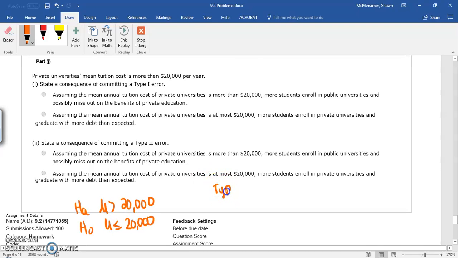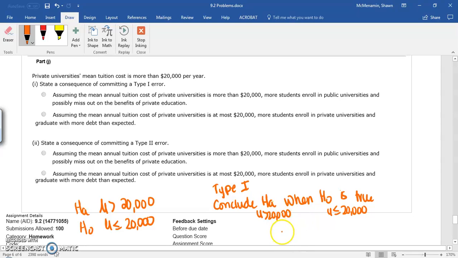So a type 1 error is when you conclude HA when H naught is true. And more correct language for concluding HA is actually rejecting H naught, or rejecting the null when the null is true. If you reject the null, then there's sufficient evidence to conclude that HA is probably true. So you're concluding that the mean is greater than 20,000 when in fact, in reality, it's actually less than or equal to 20,000.